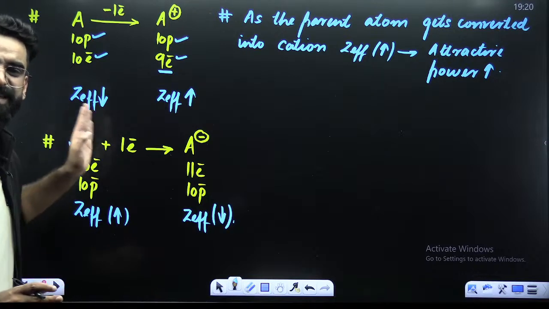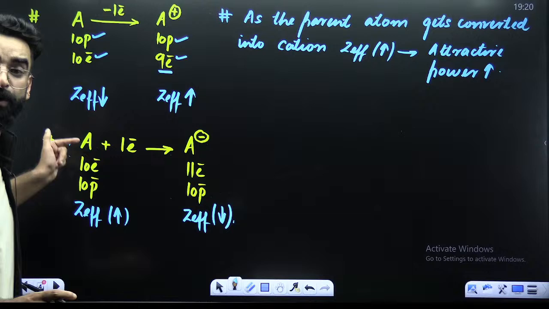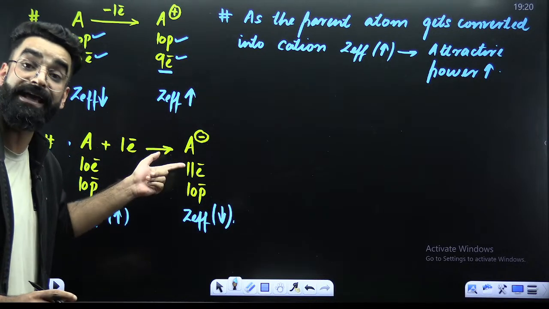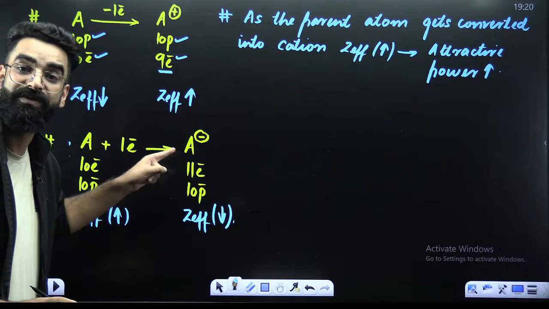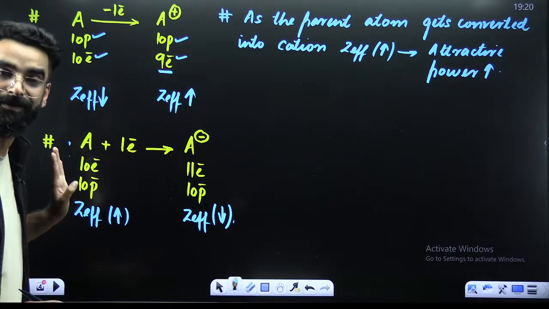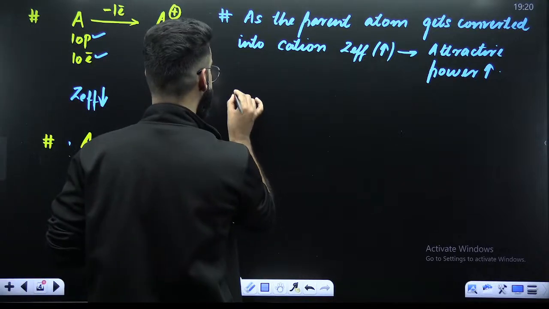So when this A accepted 1 electron, it got converted into the anion. Initially, 10 protons were holding 10 electrons. Now, the same 10 protons are holding 11 electrons. So, I would say over here, the electron will be experiencing less force of attraction as compared to the electron in A. Perfect. So, I can generalize one quick statement over here.